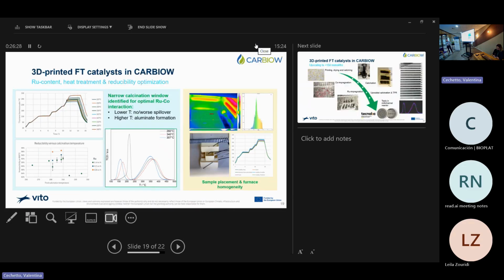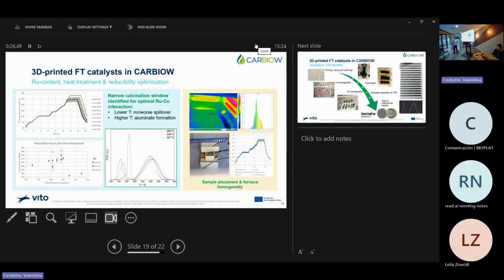Now, what's also very important when you look at upscaling is that you need to calcine the catalyst. Calcining one piece is relatively easy. But if you have to calcine 150 pieces, the furnace homogeneity, especially when the reducibility is very sensitive to the calcination temperature, is also something to really take a look at, and it's often overlooked.